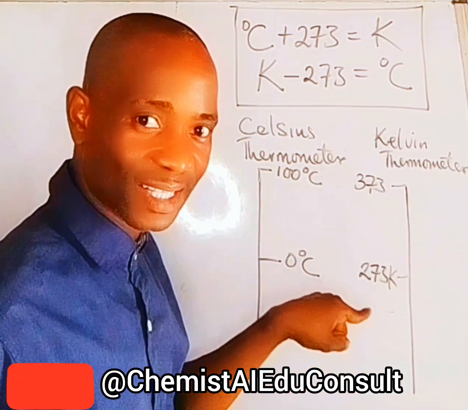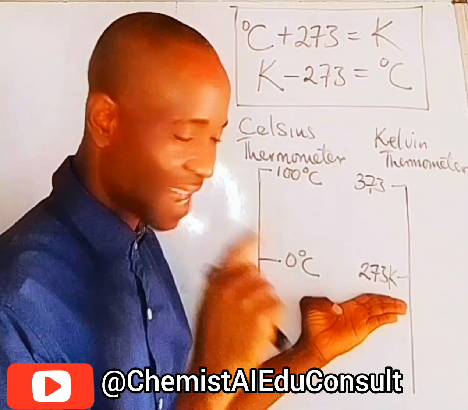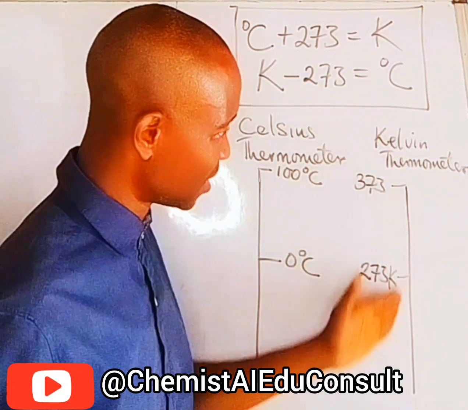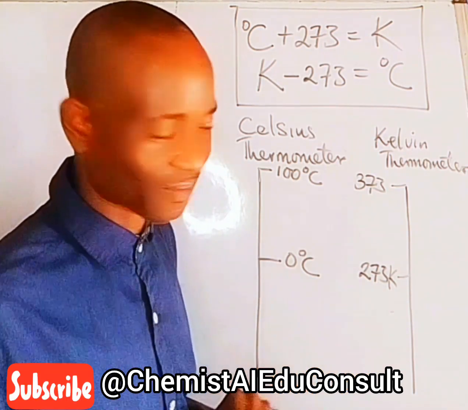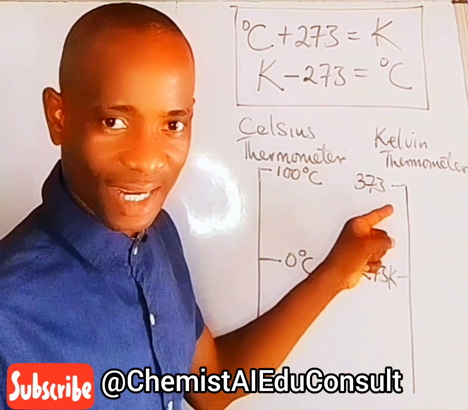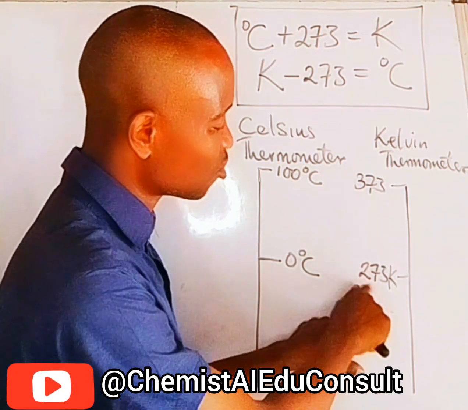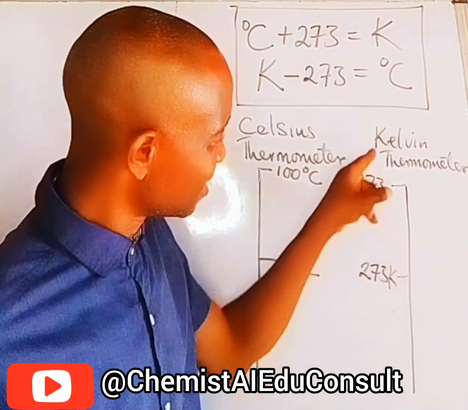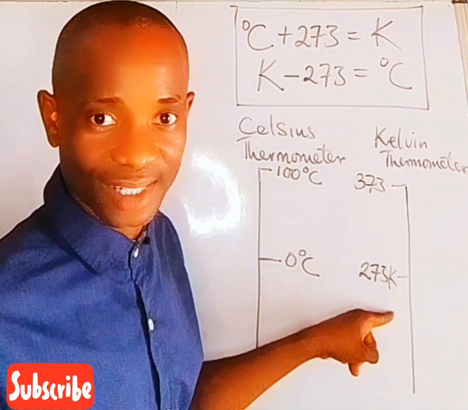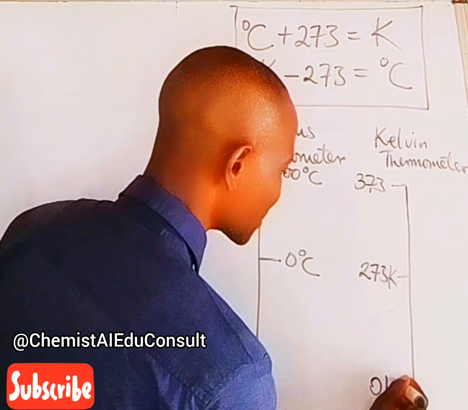Now, if Kelvin thermometer could record presence of heat in ice, it means that Kelvin thermometer is so sensitive. Now, you have to ask yourself, if this Kelvin thermometer could not record 0 on ice, but it records 273 Kelvin, where is the 0 degree on the Kelvin thermometer? Where is the 0 degree? The 0 degree is actually here, and it is called 0 Kelvin.